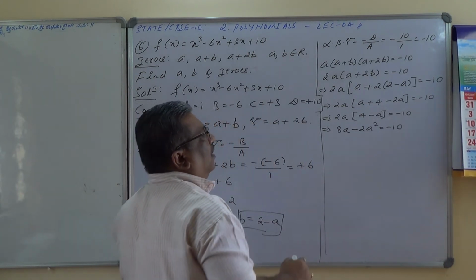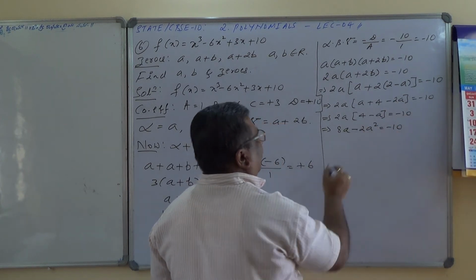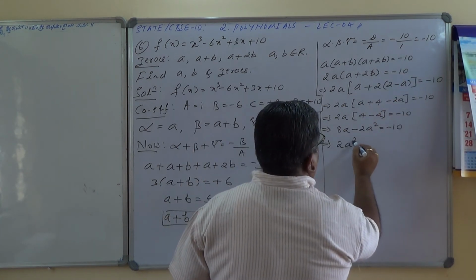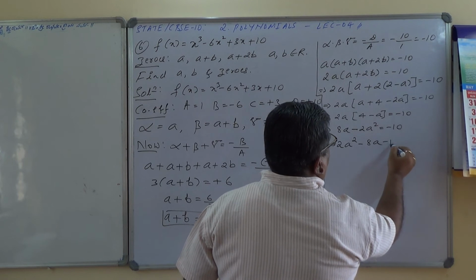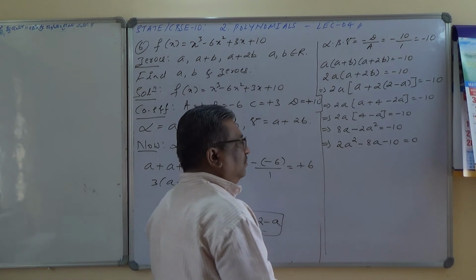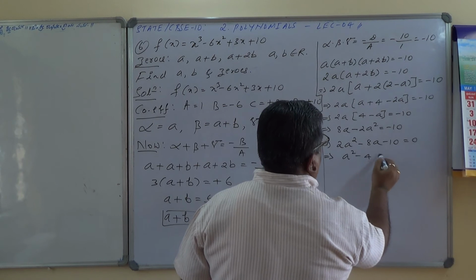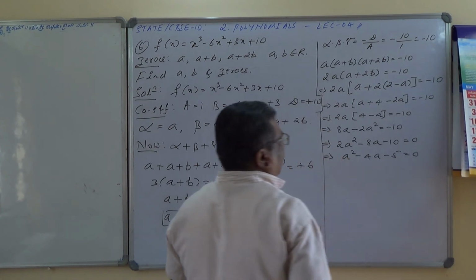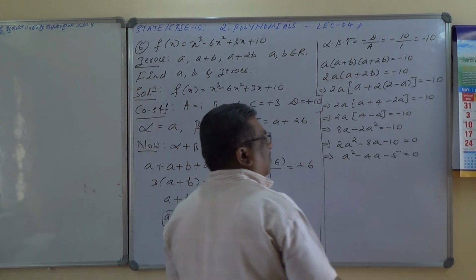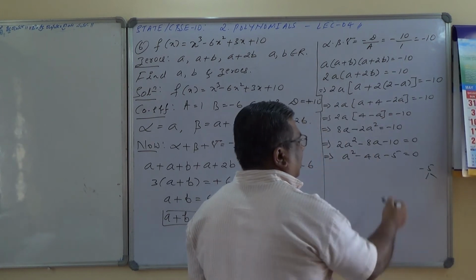Now you take everything. I want here a square to be positive, so transposing everything to that side. 2a square minus 8a minus 10 equals 0. I hope you are understanding what I am doing. You got it? Take 2 common. a square minus 4a minus 5 equals 0. Okay. Now split the middle term. Can we split the middle term now? Yes, it is possible.